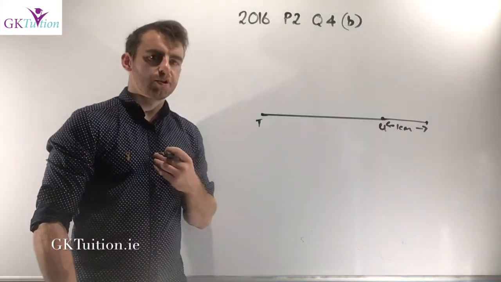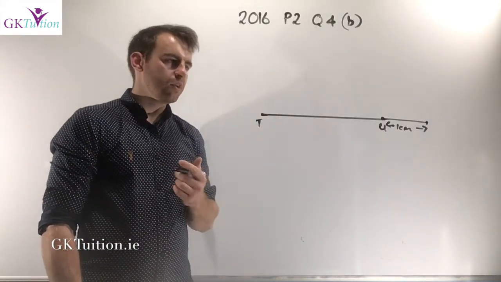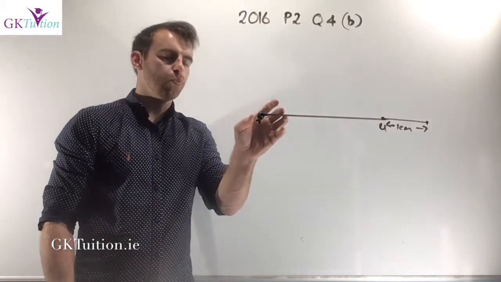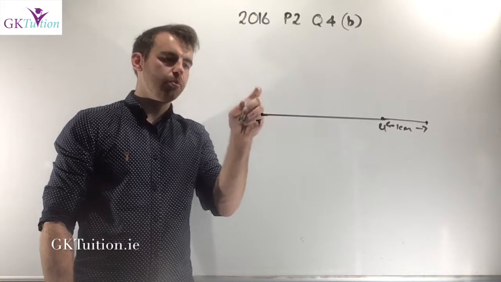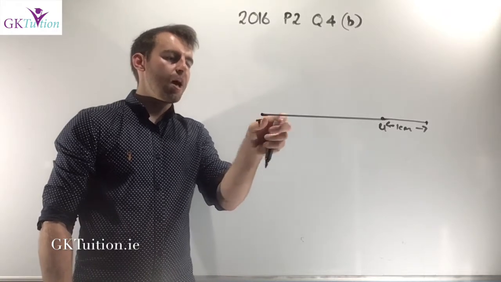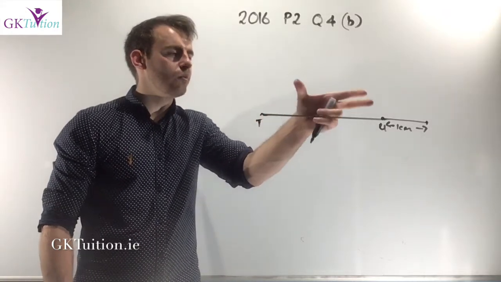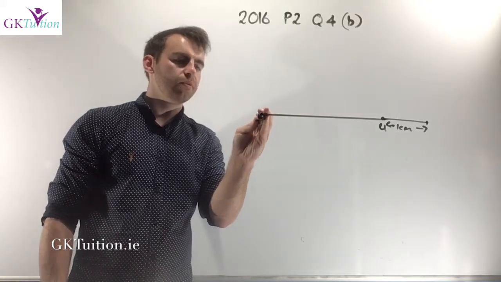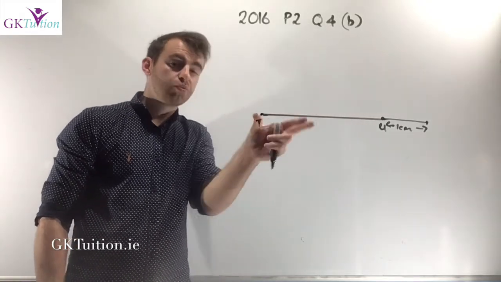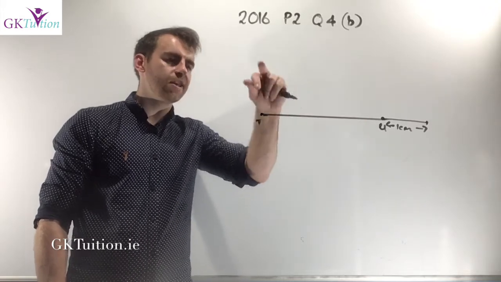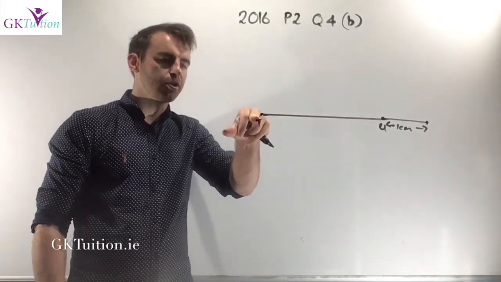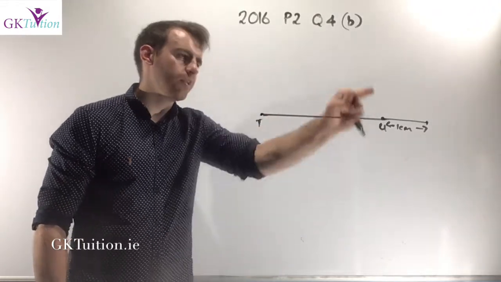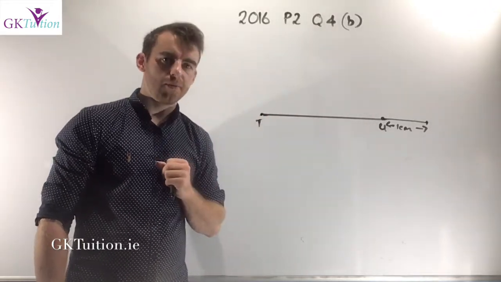In order to construct a perpendicular bisector of a given line, the first thing you need to do is place your compass at one end of the line. Place the pin of your compass at one end of the line and measure a radius that is roughly 2/3 of the way from T to the end of the line. If you keep the pin of your compass here, use your pen and draw yourself an arc. So that's what I'm going to do now.